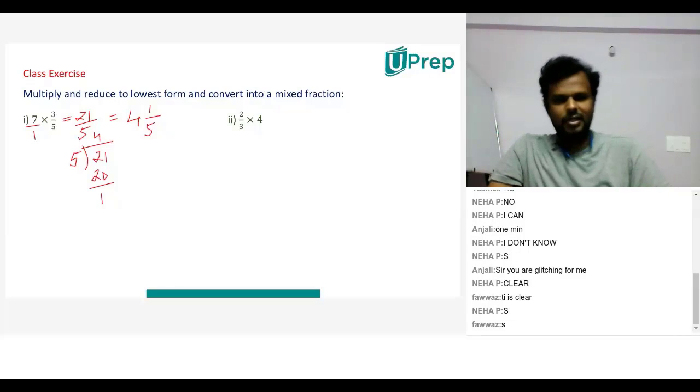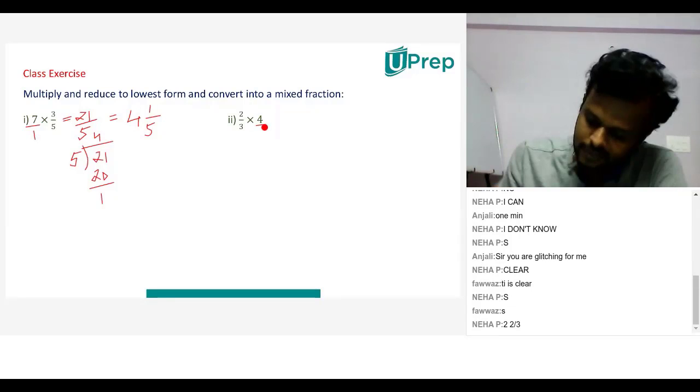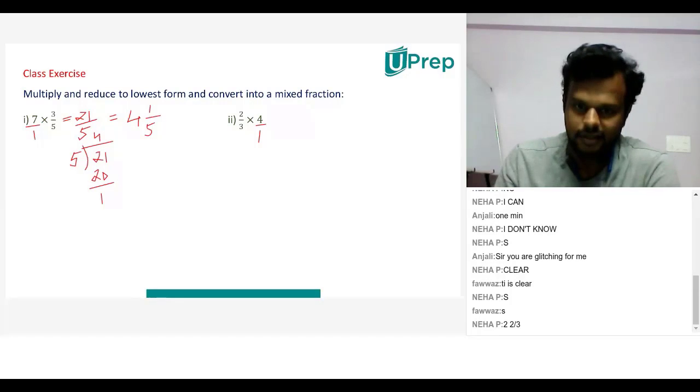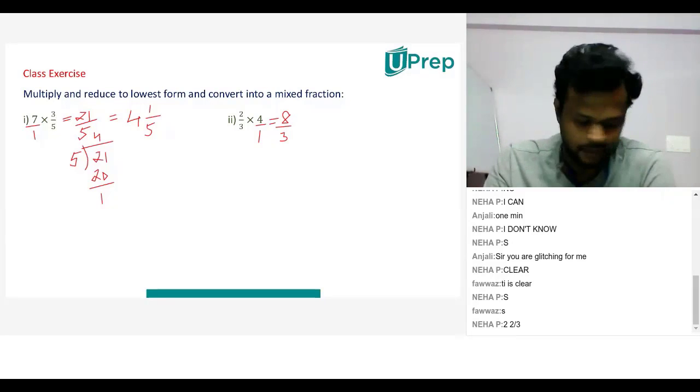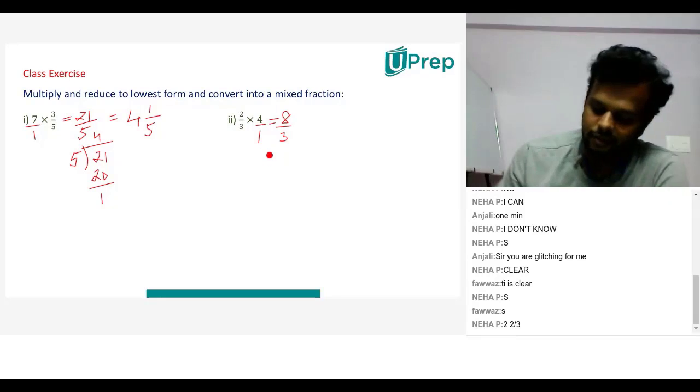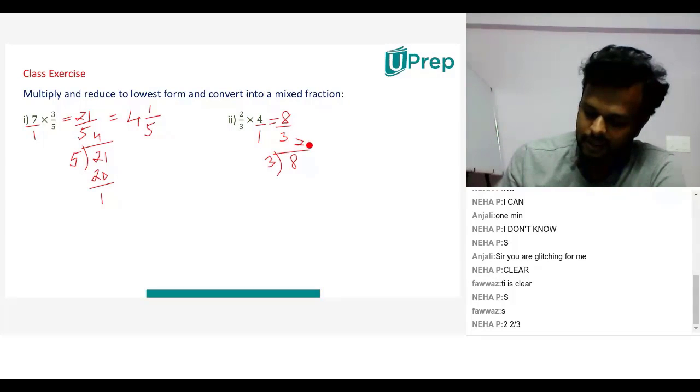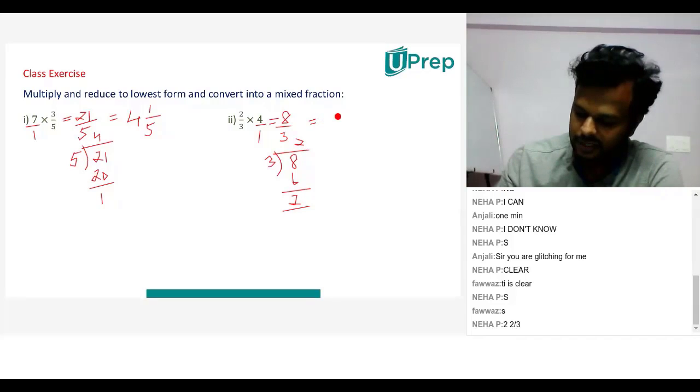So, children, what is the answer for the second one? Very good. What we do here is multiply the numerator with numerator and denominator with denominator. So we have 8 by 3. Very good, Yashika. And then we go for the division. 3 2s are 6, so I have 2 in the remainder. Now I write this as 2 in the quotient, so 2 will be my integral part. Then I have 2 in the remainder and 3 in the denominator. So this is how we do it.